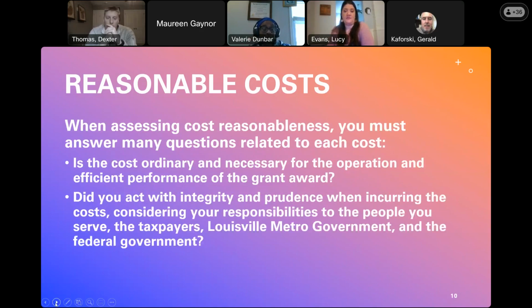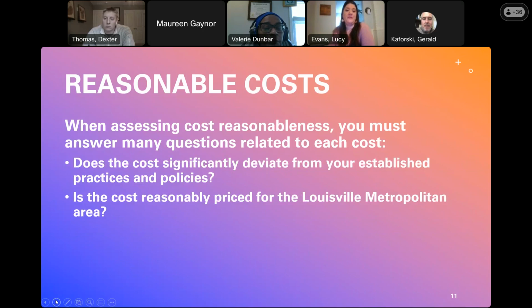When assessing cost reasonableness, you must answer many questions related to each cost. Is the cost ordinary and necessary for the operation and efficient performance of the grant award? Did you act with integrity and prudence when incurring the cost, considering your responsibilities to the people you serve, the taxpayers, Louisville Metro government, and the federal government? You must also ask, does the cost significantly deviate from established practices and policies? And is the cost reasonably priced for the Louisville metro area?